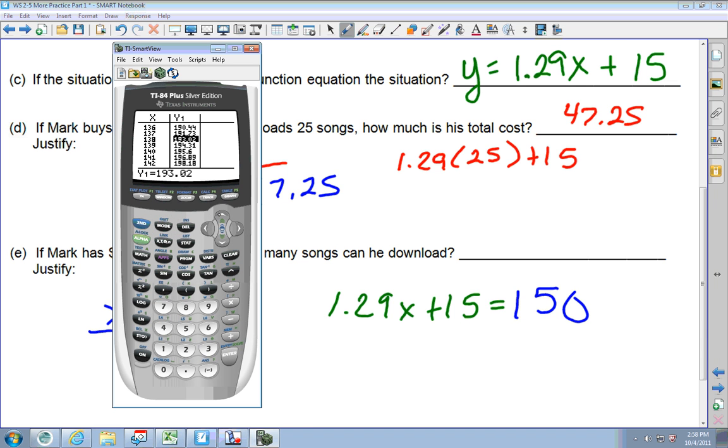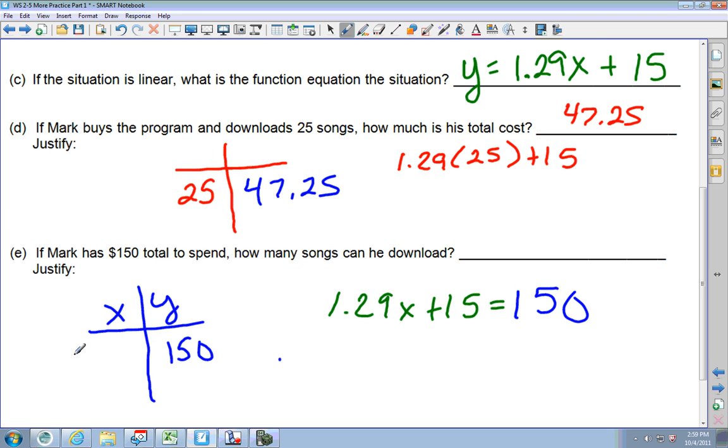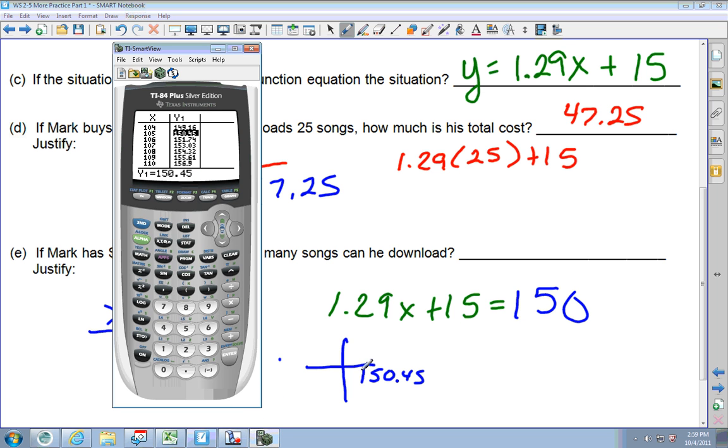All right, let's try this again. Let's go backwards. Make sure I go slow enough. All right, I'm getting closer. You see how it doesn't have exactly 150? It only has over here 150.45. And then right above it, it says 149.16.